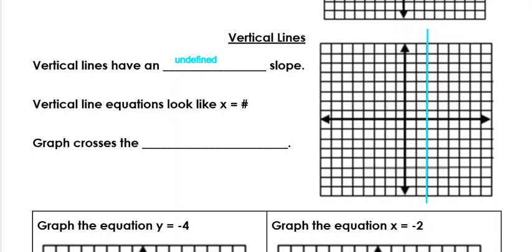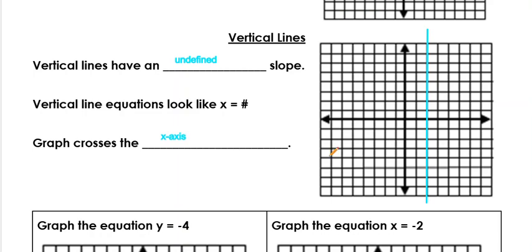Okay? So when you have an undefined slope or a vertical line, the equation is the only exception to the rule. Every other equation you can write as y equals, but undefined is x equals. Because look at this line. It's never going to cross that y-axis, right? It's never going to have a y-intercept. So I can't write it in slope-intercept form. All right? So the graph crosses the x-axis, but it never crosses the y-axis.